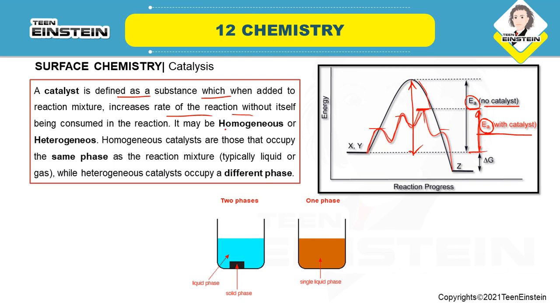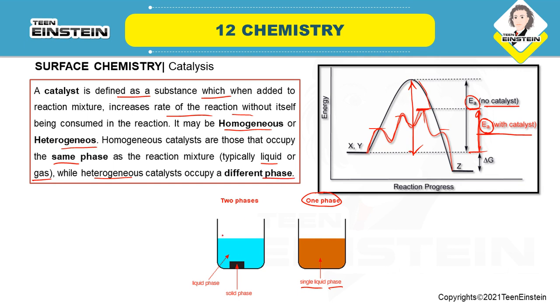Now it may be homogeneous or heterogeneous. When we are talking about homogeneous, there is only one phase, a single liquid phase. Here the catalyst and the reactants both are soluble, so it is as if a single phase. They exist in the same phase as the reaction mixture, and it may be liquid or it may be gas also.